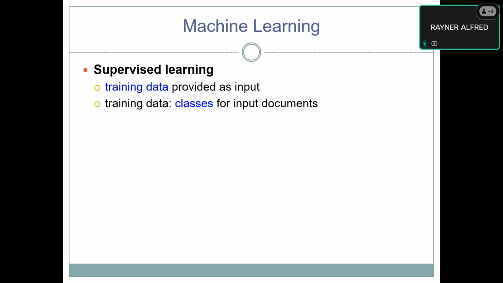So the first one is supervised learning. Since we have the classes for the input document, we will be using machine learning, and we use the data to train them. To train them means that we want to learn the pattern inside the document.